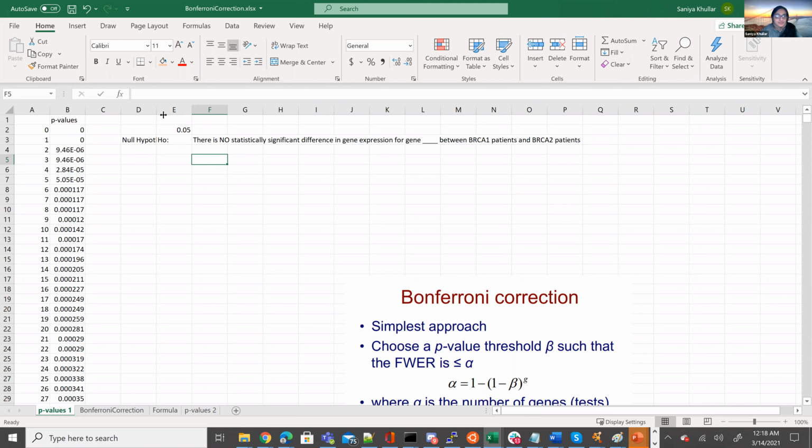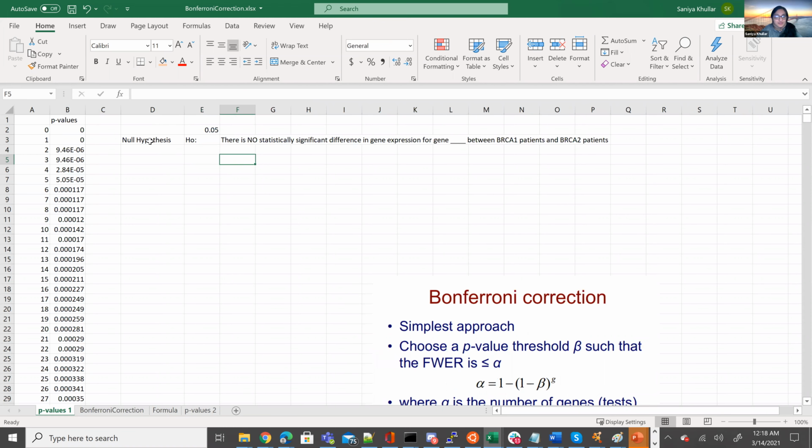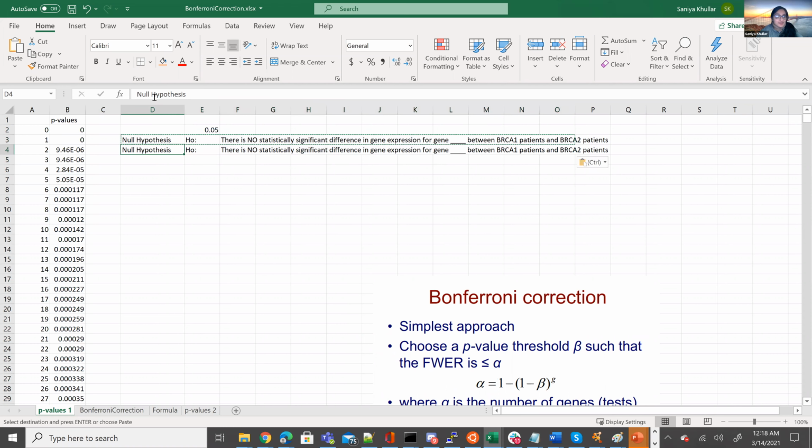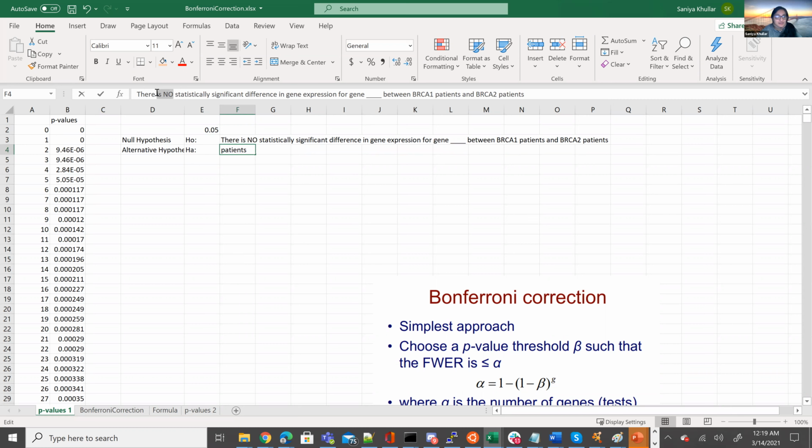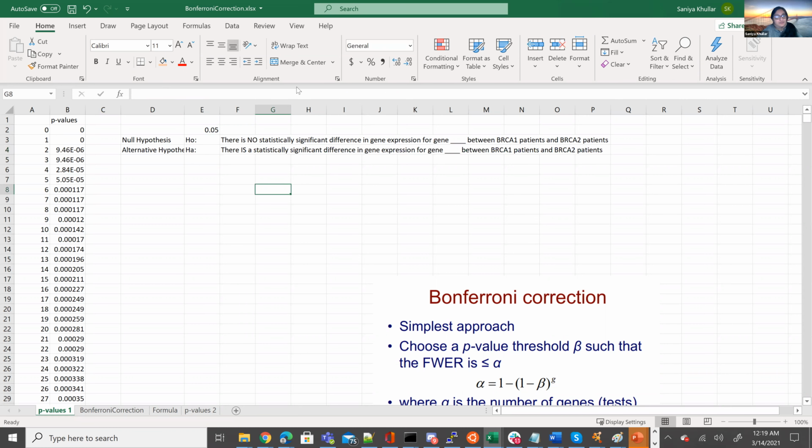The null hypothesis is that there is no statistically significant difference in gene expression for this one between these patients and these patients. That means that they're the same. And our alternative hypothesis is instead given by HA, the alternative. It says that instead there is a statistically significant difference.